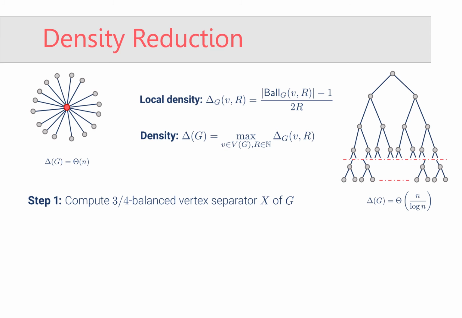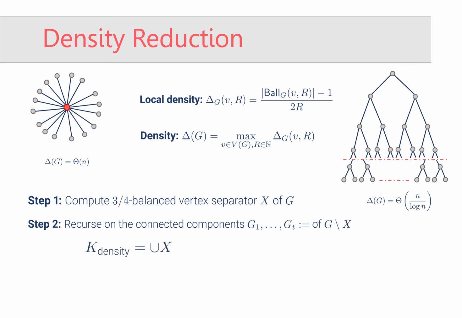Given our graph, we first check what its density is. If it is high enough, we compute a balanced vertex separator of the graph, remove these vertices from the graph, and recurse on the connected components we obtained. Once the algorithm terminates, we set the outliers responsible for the density as the union of all the vertex separators we deleted. And the repairing lemma guarantees that this set is not going to blow up in size.